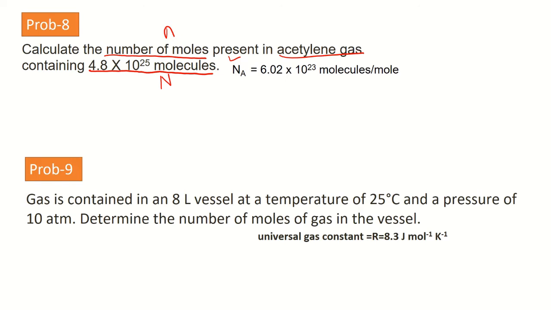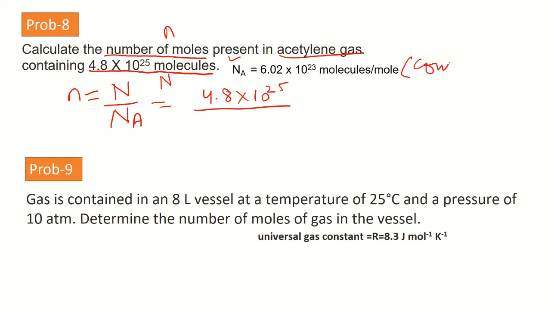So you can use the formula n equal to N over Na. So here the value of the N is 4.8 multiplied by 10 to the power 25 molecules, and here the Avogadro number, this is constant, and it will be given to you in the examination. This Na is constant.